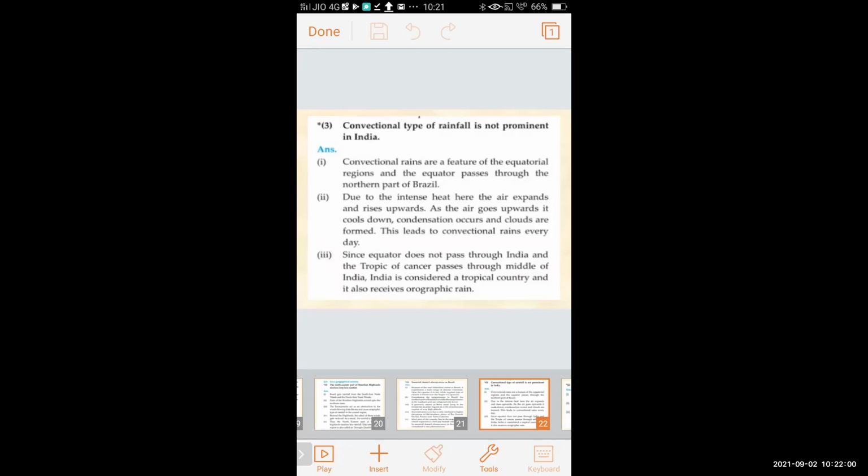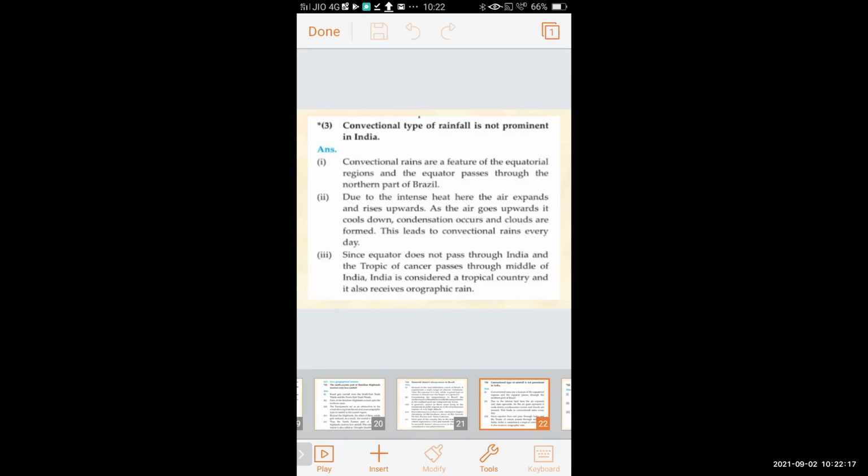Since the equator does not pass through India and the Tropic of Cancer passes through the middle of India, India is considered a tropical country, and it also receives orographic rainfall. So mostly in India there is orographic type of rainfall. It does not have convectional type of rainfall.